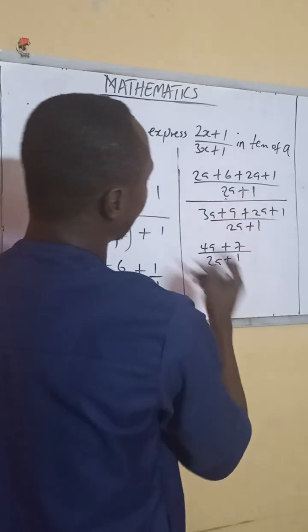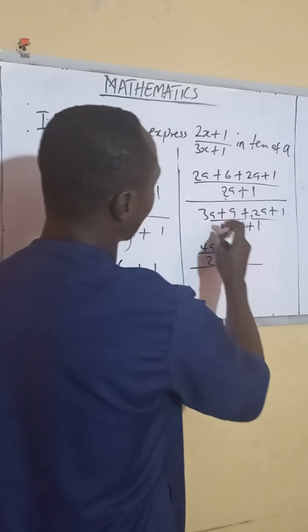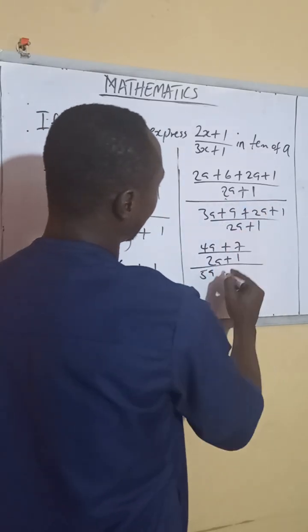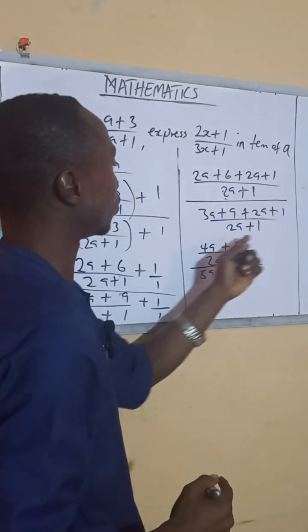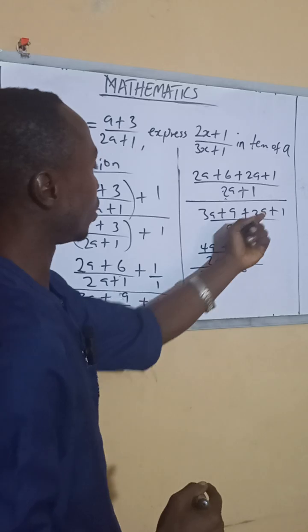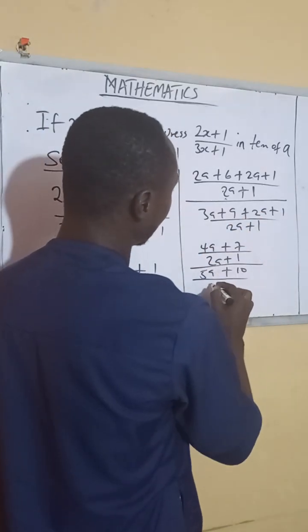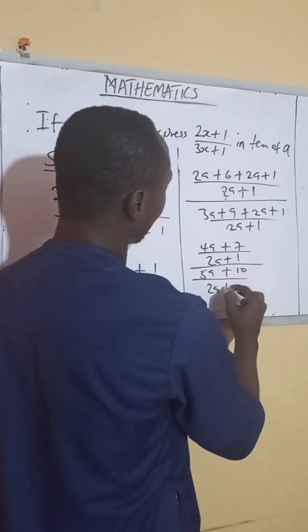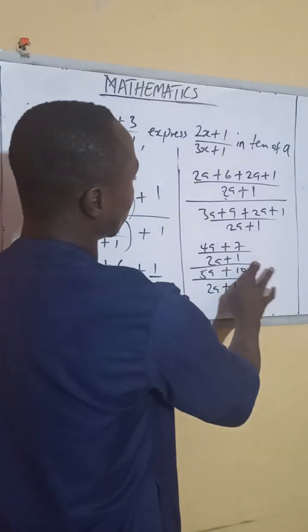The next one here is we add this one here. We have 5a. Then here we should have plus what? 10. Because 9 plus 1 will give us 10. 3a plus 2a will give us what? 5a. So all over what? What do you have here? 2a plus 1.